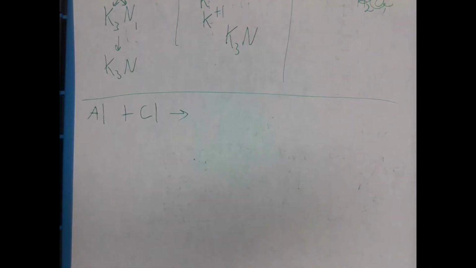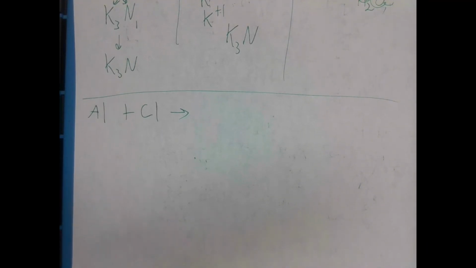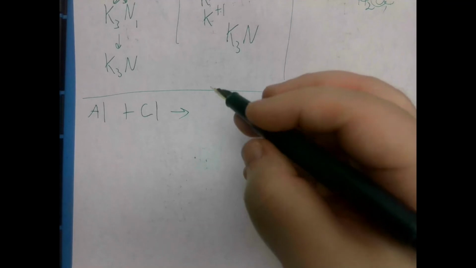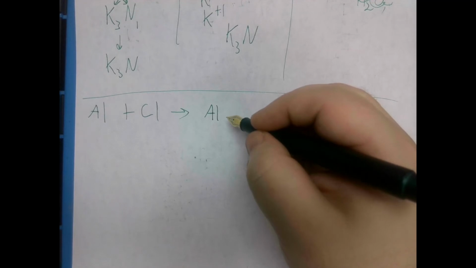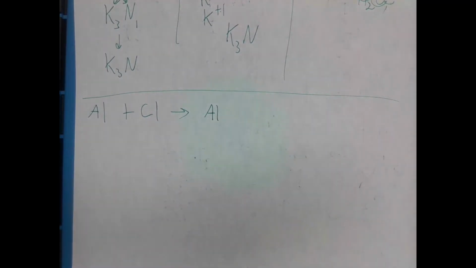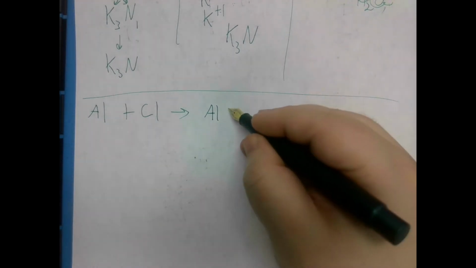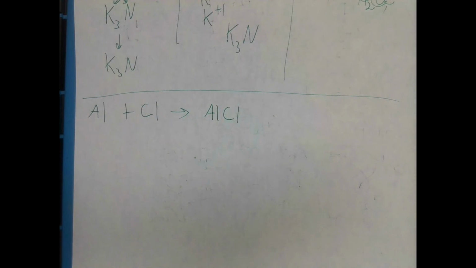John, what would it make? Aluminum is Al3. AlCl3.